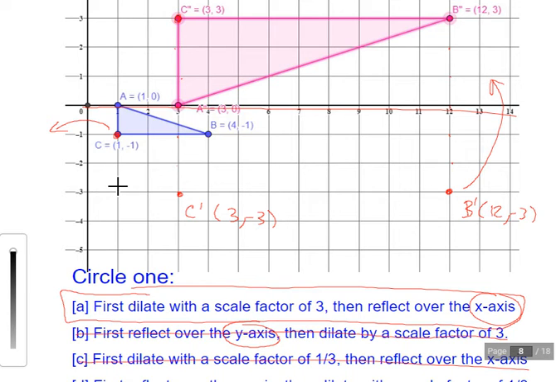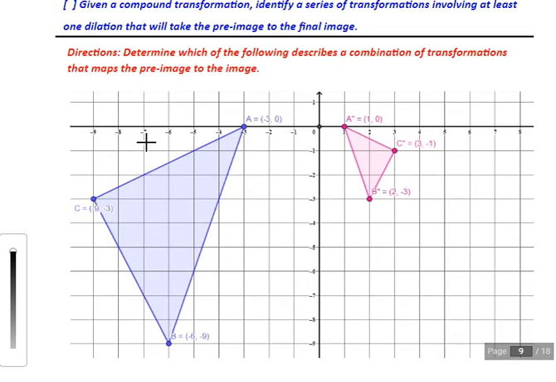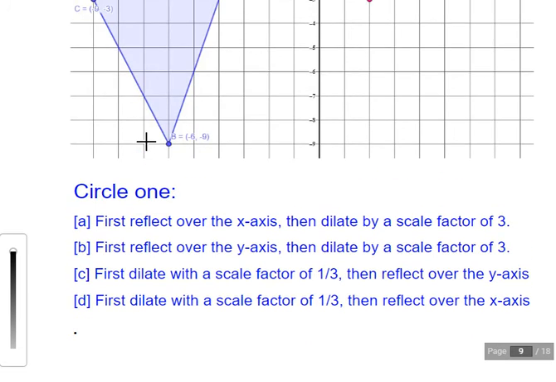Let's look at this last one, okay? So A, B, C to A prime, B prime, C prime, that's going to be a reduction. So we know the number has to be less than 1. And so a scale factor of 3, that's no good, that makes it larger. Scale factor of 3, no good, makes it larger. It seems like it's going to break down to whether it's a y-axis reflection or an x-axis reflection. Let's take a look.